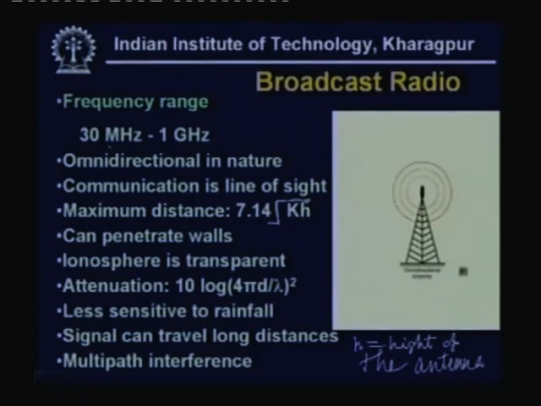And in this frequency range, 30 megahertz to 1 gigahertz, the signal can penetrate walls. That is one advantage as well as disadvantage. What is the advantage? The advantage is that you can receive this type of signal inside your room. The antenna can be inside the house. So, the signal can penetrate the wall and reach you. That way it is advantageous.